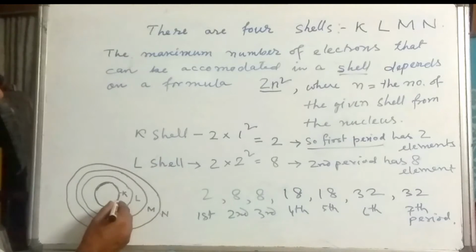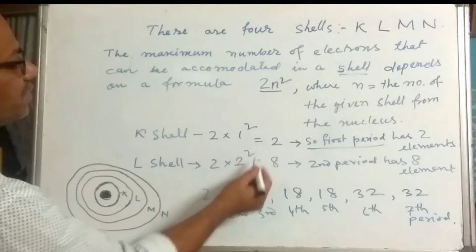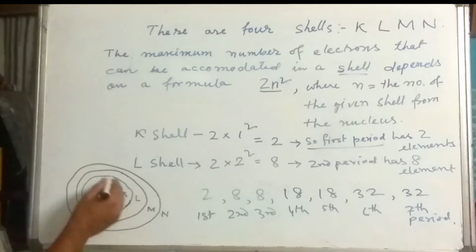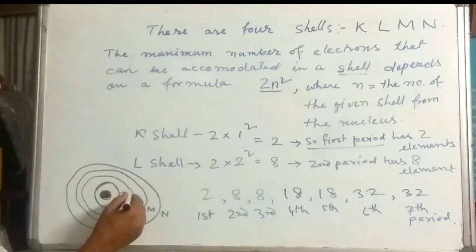L, this is the number 2 cell from the nucleus. This is the nucleus. From the nucleus, this is the number 2 cell. So 2 into 2 square is equal to 8. That means this cell can accommodate 8 electrons.